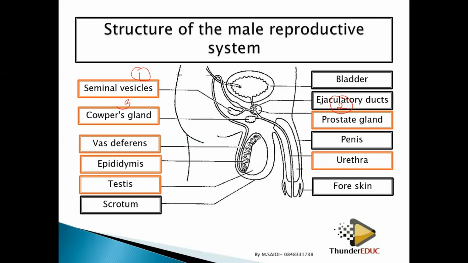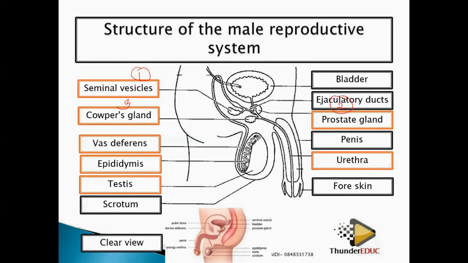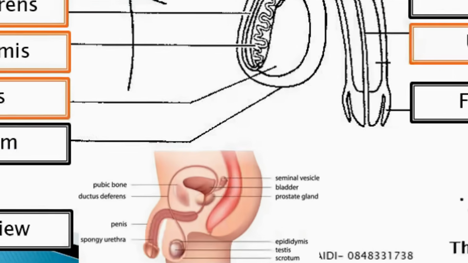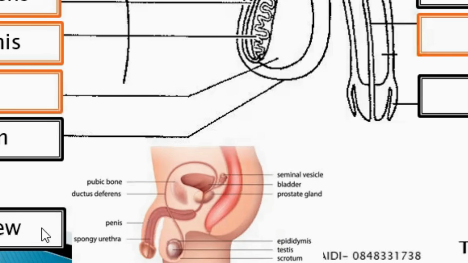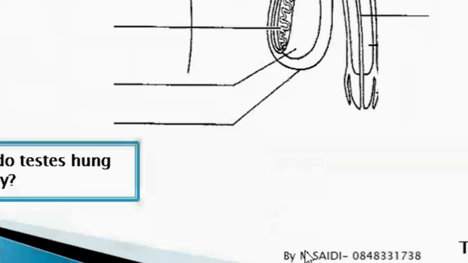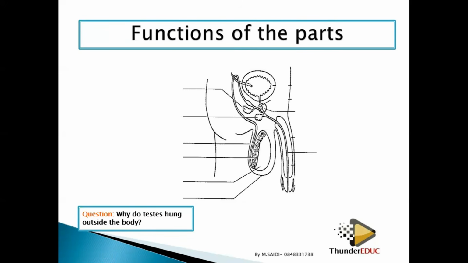But we shall see the function of each part. So we call this one a clear view. When you look at the clear view, this is exactly what you see: the penis, urethra, you go to the prostate gland, the seminal vesicle, and Cowper's gland, which is supposed to be here. Then the tube connects to the epididymis. This tube is called the vas deferens, and then it comes to the epididymis, and then you have the testis there.